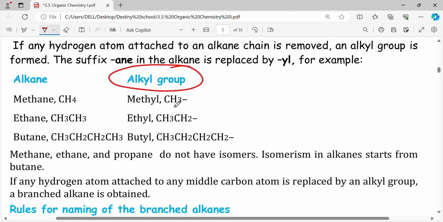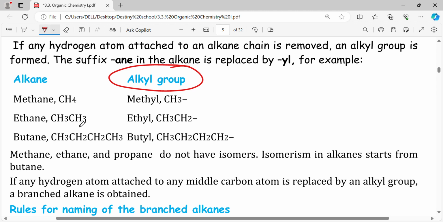So an alkane with one hydrogen removed is called an alkyl. Its name will not be methane; you use the prefix, but the suffix becomes 'yl'. So methyl is CH3. The second one is ethane. Now this is the condensed molecular formula.